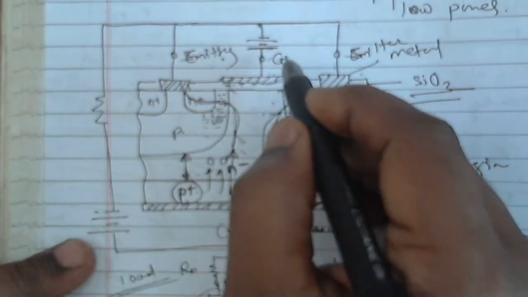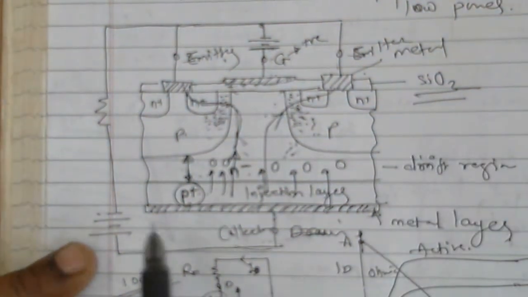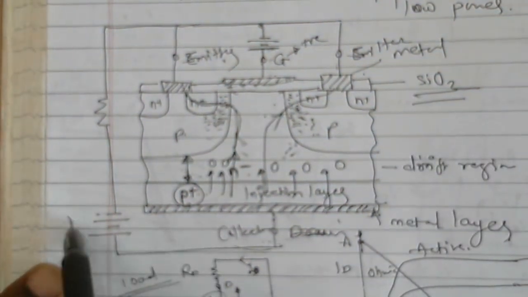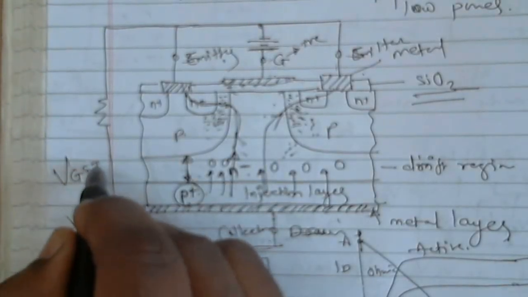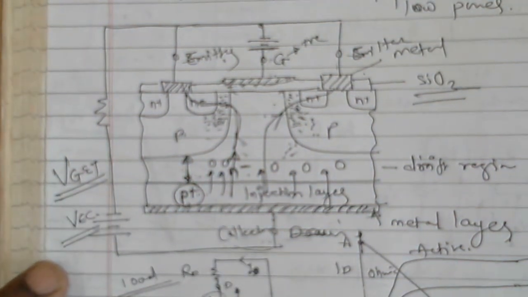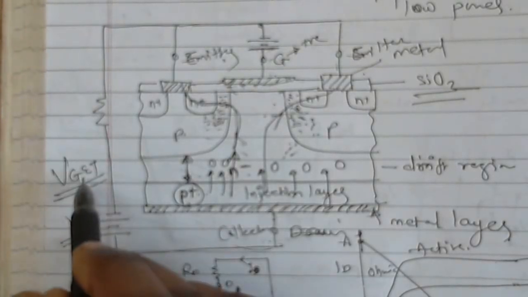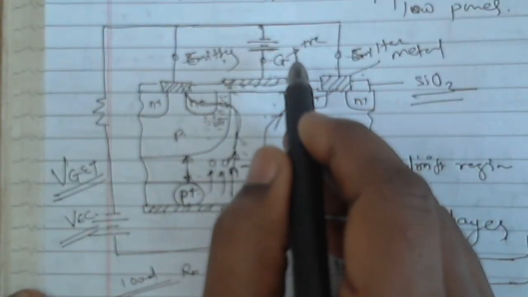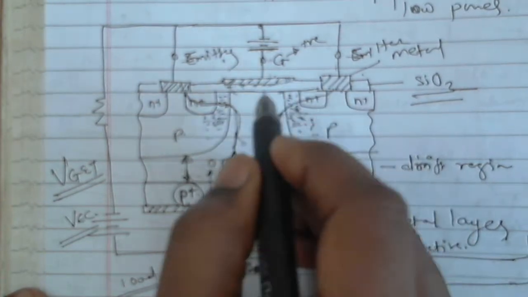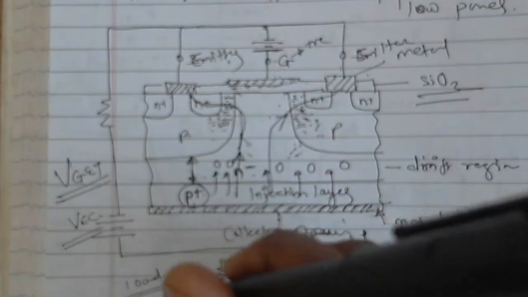At the same time when you make this gate positive, you should take care that your gate to emitter voltage, this is VGE, should be greater than the threshold voltage, meaning the limit over which it gets turned on. So there should be VGE above threshold, and when you make this gate positive, then an inversion layer starts to form. Inversion layer means negative polarity.